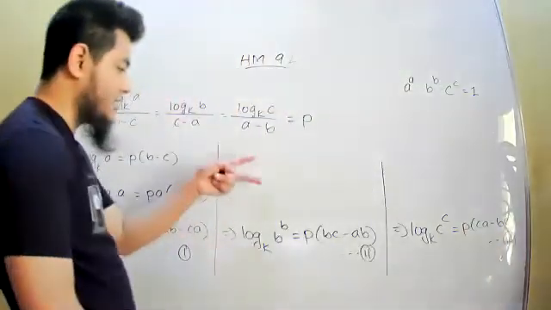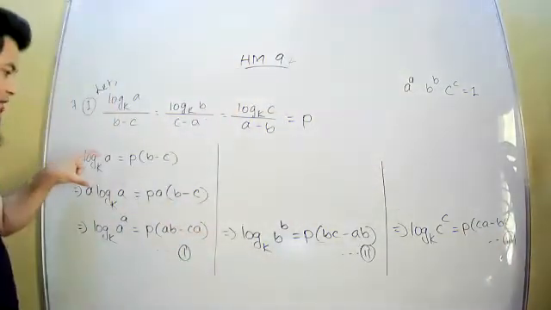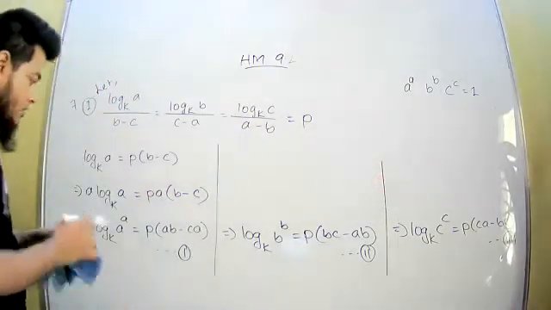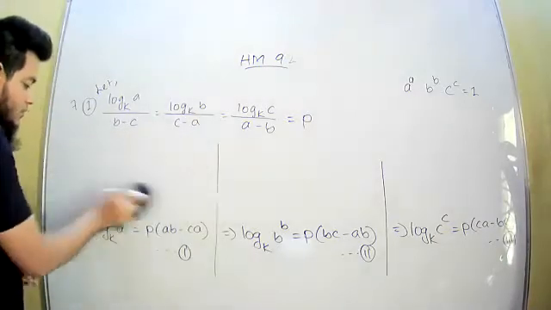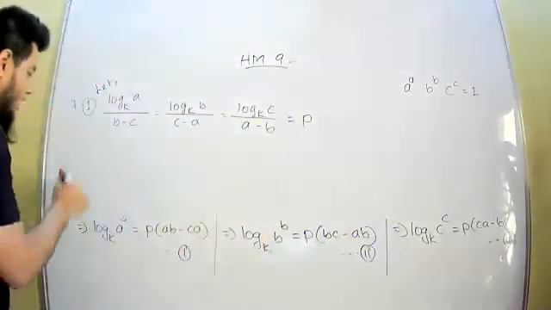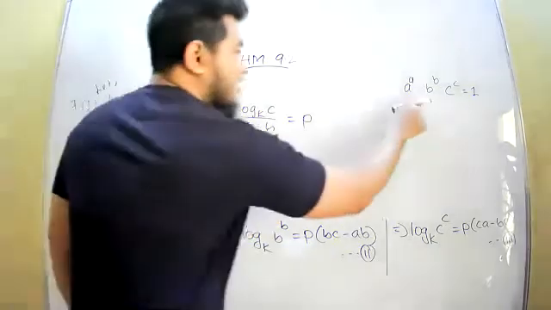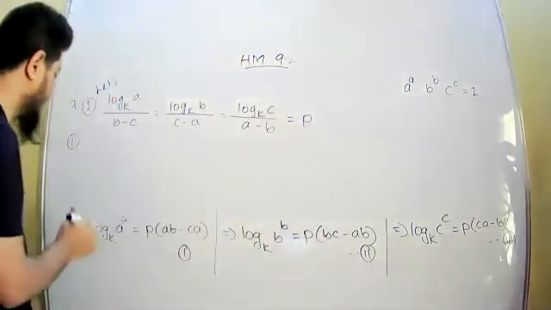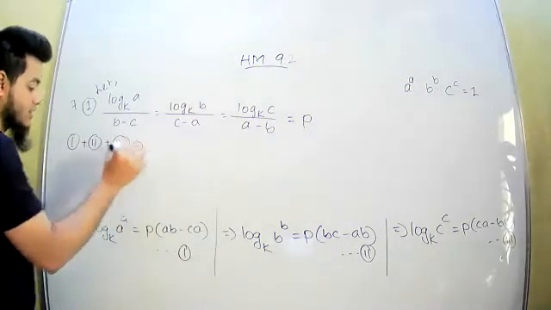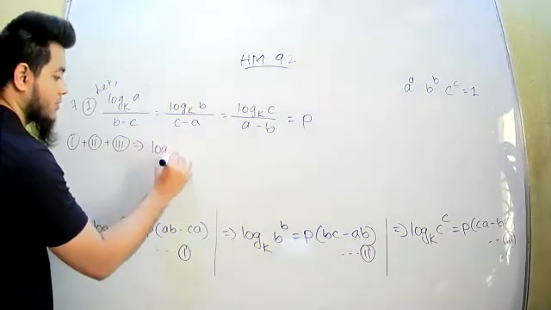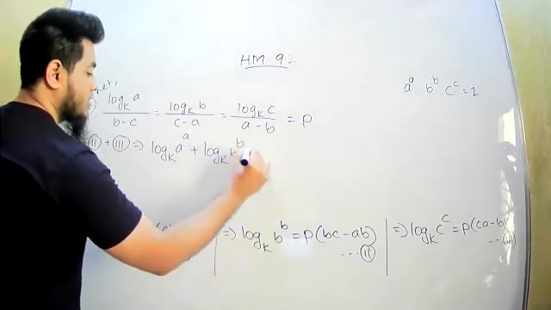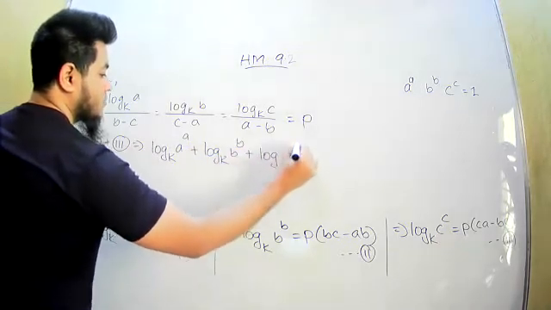I'm telling you again, I didn't write these two lines above, just similar to this one, because you understood how you have to write. You must write. Now what we will do, we will add these three equations. If we add them, then only we will get multiplication between them. So this is one indication that you have to add them: 1 plus 2 plus 3. If you add them, what you will get? Log k base a to the power a plus log k base b to the power b plus log k base c to the power c.